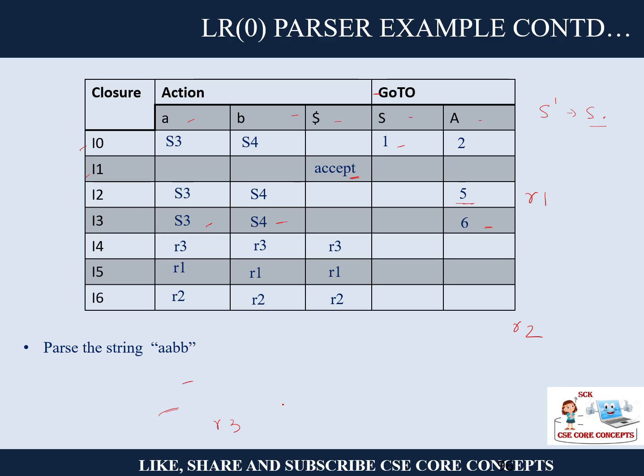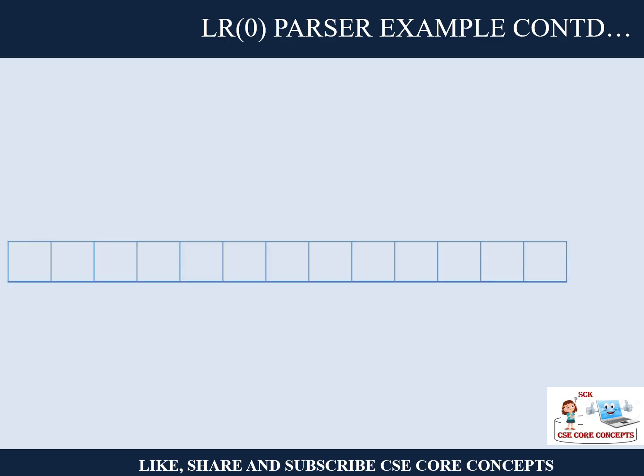So this is our 2D parsing table. And now let us parse a string. So our string is what? AABB. Let us do it. Okay, AABB. So take this stack. Now actually this stack should be a vertical one, but because I don't have that much space, I have written it in this way.